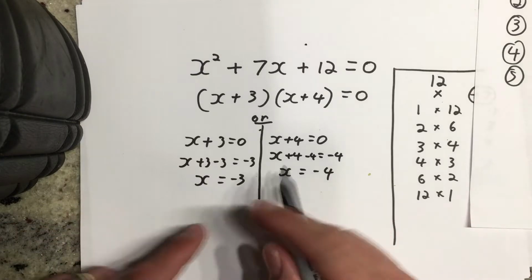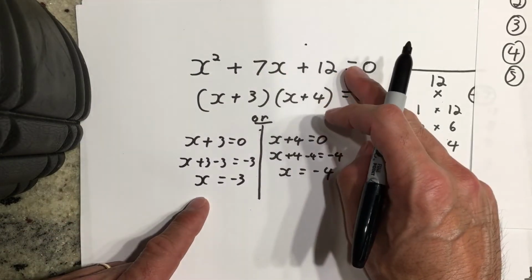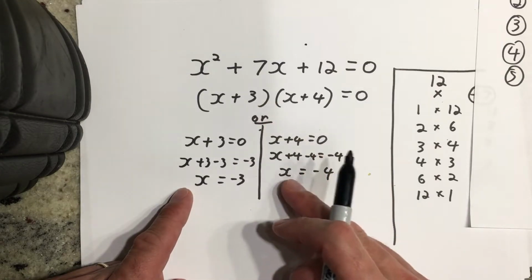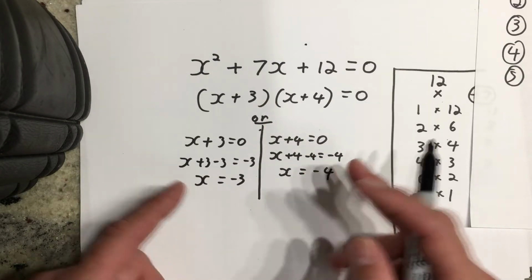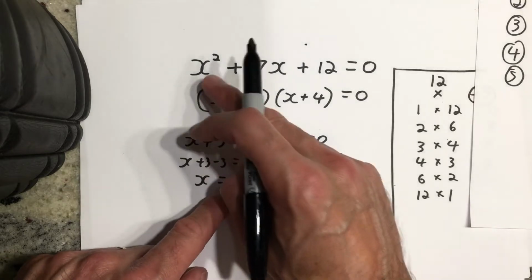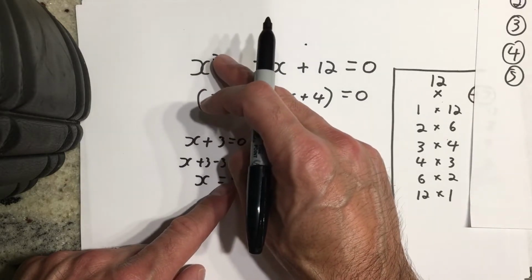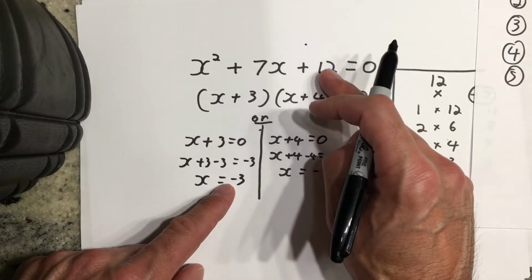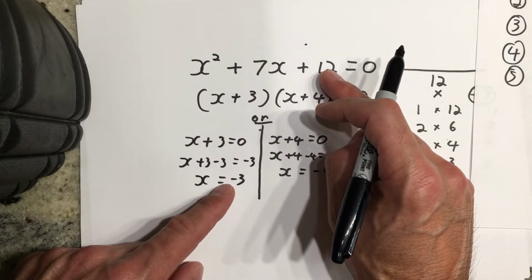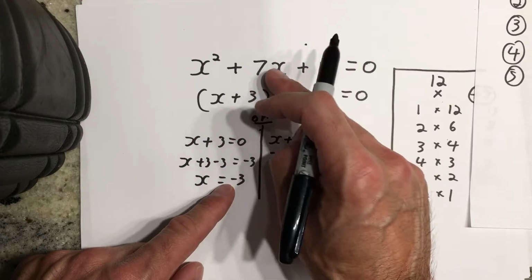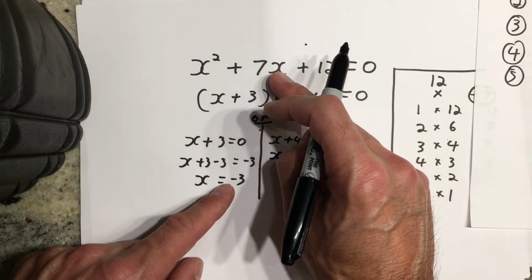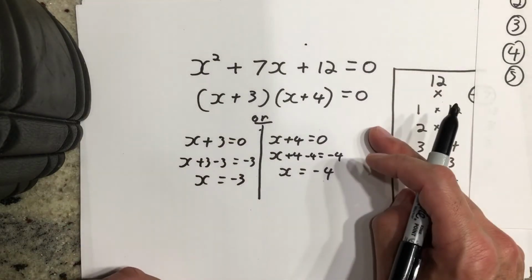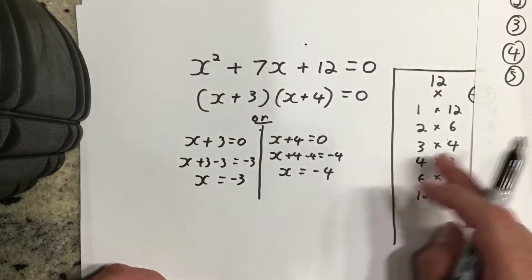I now have my two valid answers for this quadratic. Either x is negative 3 or x is negative 4. Here's how I know they work. If you put a negative 3 in here, negative 3 squared is 9. 9 plus 12 is 21. 7 times negative 3 is negative 21. So I have 21 minus 21, it's equal to 0. Same thing will work with negative 4.